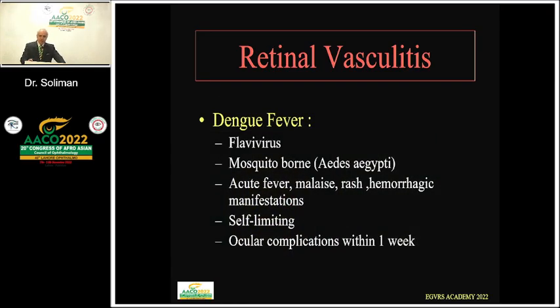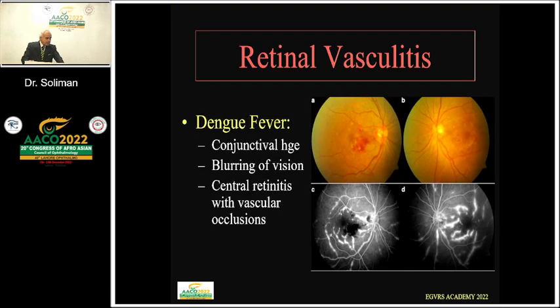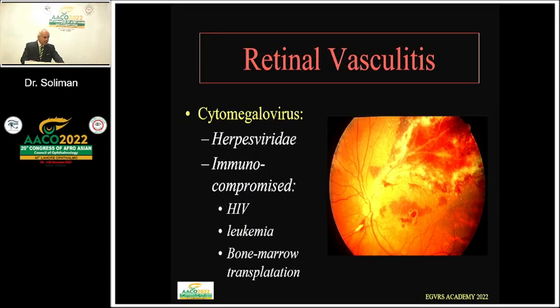So dengue fever, again, one of the viral infections. They are mosquito-borne, like Rift Valley, with acute fever, malaise, rash, like a flu, and they develop some sort of ocular manifestation, self-limiting. Mind you, both of them have no treatment. There's no treatment for those. So this is the typical dengue fever, with conjunctival hemorrhages, quite significant, and they get macular occlusive vasculitis in the macular area in both eyes, with severe macular involvement.